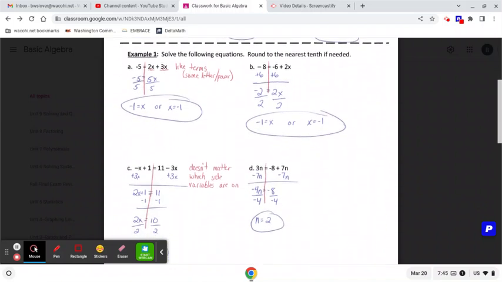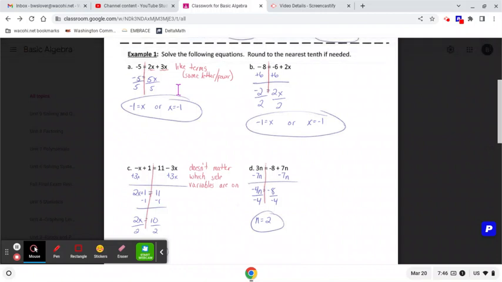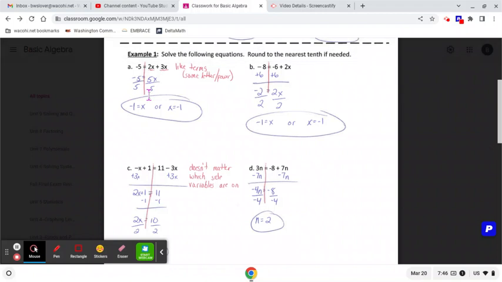So example 1 is solve the following equations, round to the nearest tenth. So letter A, I've got some like terms, same letter, same power, so I can combine them. 2x plus 3x is 5x. I divide by 5. Now notice I wrote my answer two different ways. I have negative 1 equals x, because that's what I get if I solve the way that it was printed. Some of you are like, well, Mr. Slover, negative 1 equals x doesn't make sense to me. Can I just rewrite it as x equals negative 1? Yes, they're the same thing. So it doesn't matter.